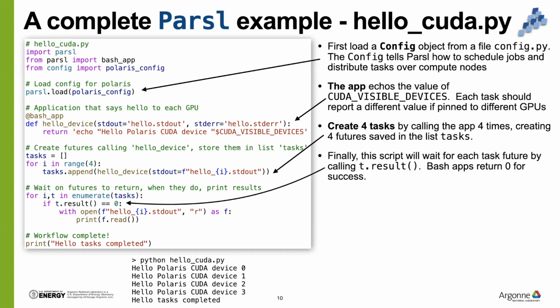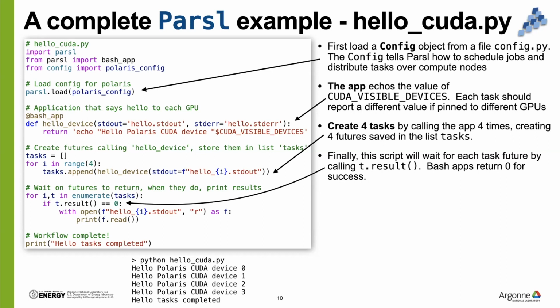And then this last piece here is where we will wait for the results of these tasks to be returned. And we can create that waiting by invoking t.result. And so in the case of a bash app, a successful application will return a 0 if it's run successfully. So we will check to see if they have run successfully and then print the results as standard out.